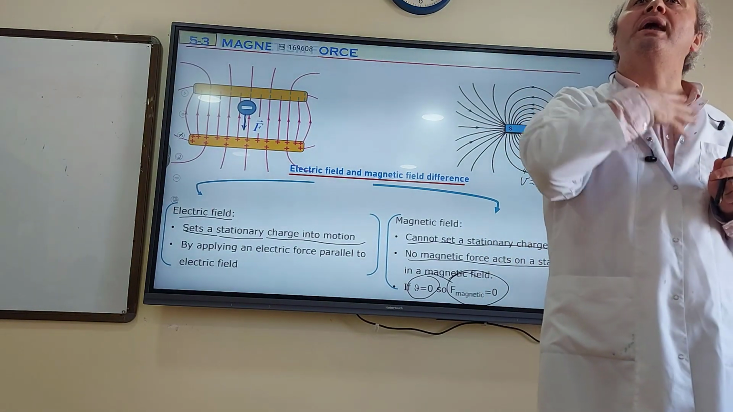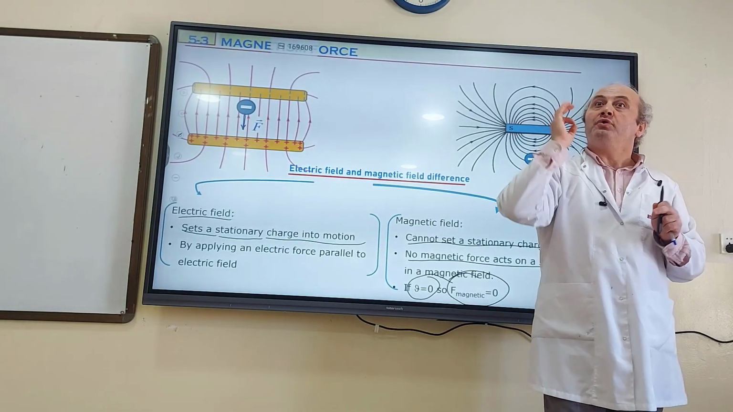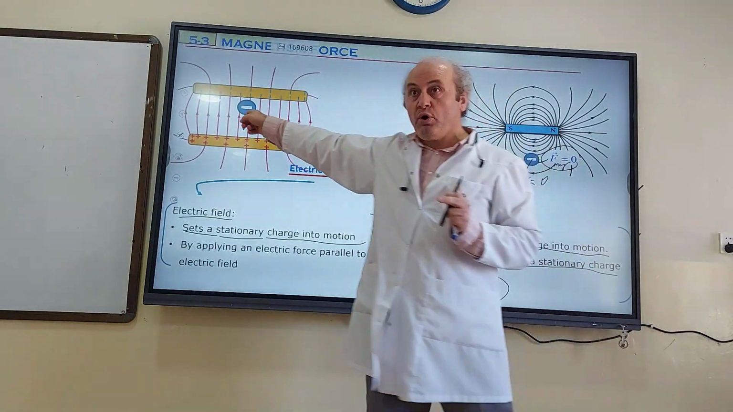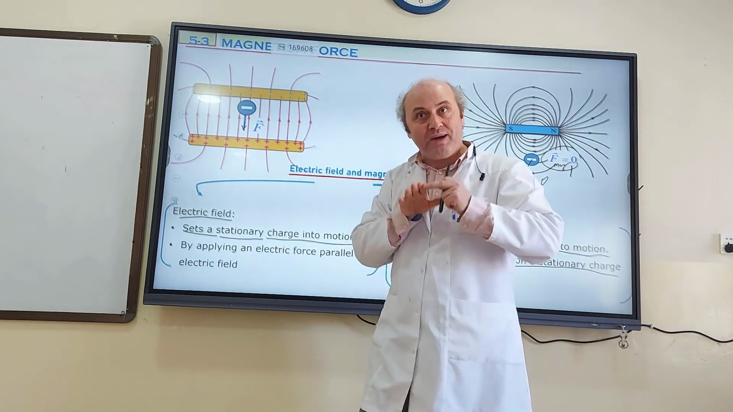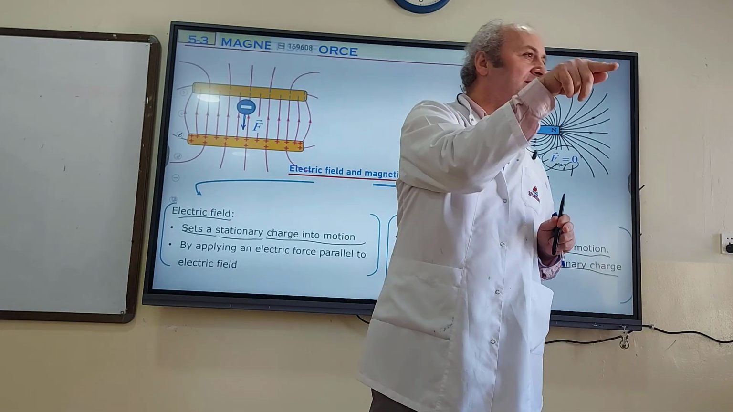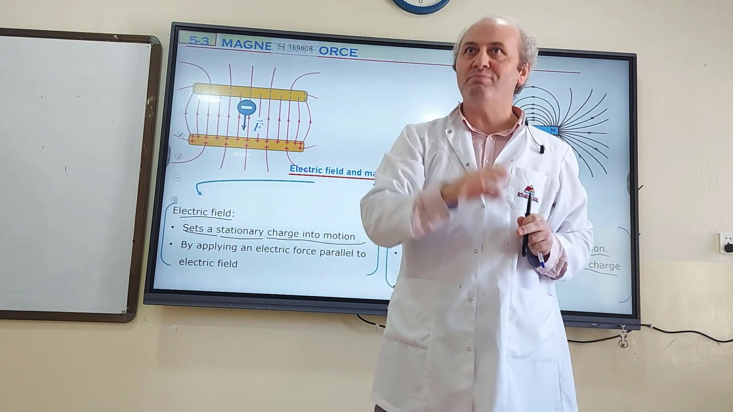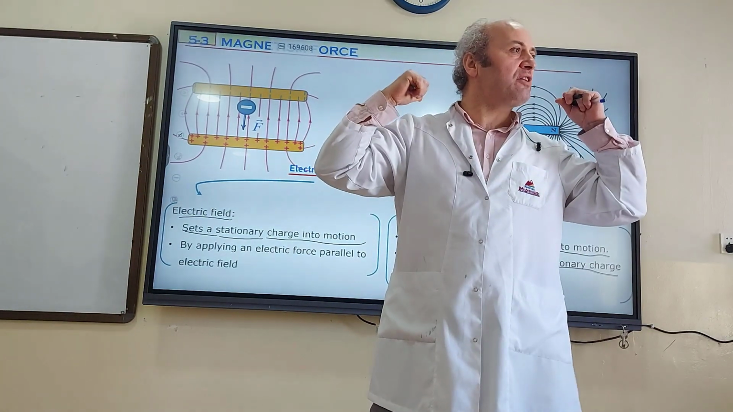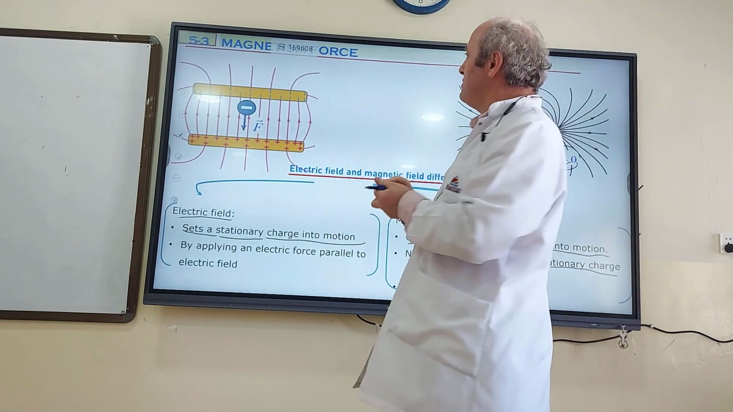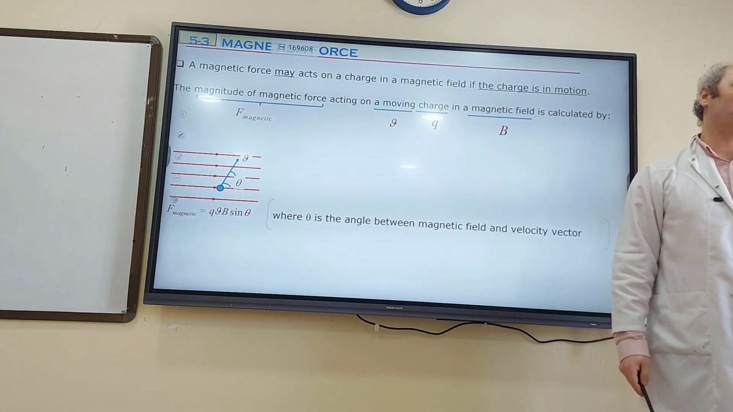This is how a charge experiences a magnetic force. First, you should set the charge into motion by using an electric field. It must start moving. Then you should let this charge enter inside a magnetic field. The charge must be in motion because of some other field. So this is how magnetic force acts on a charge.